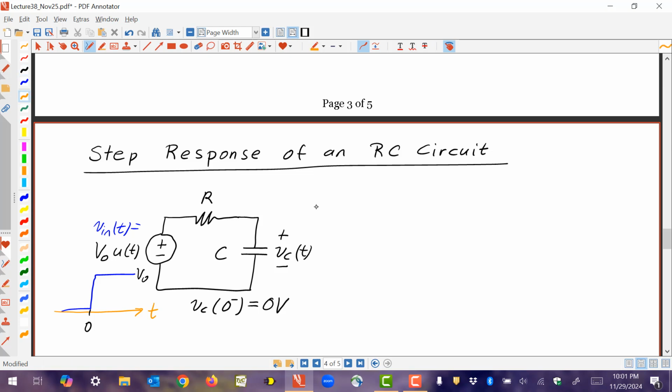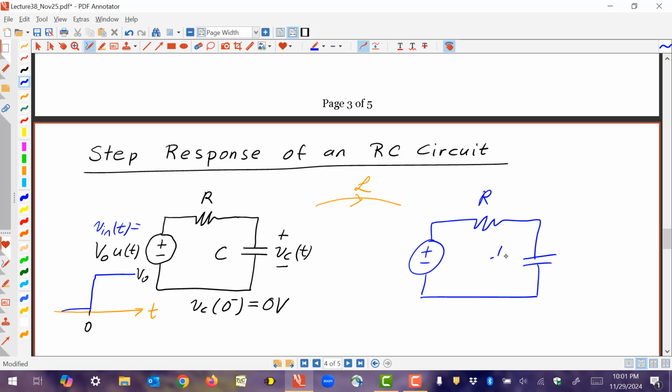All right, so let's just do the same thing we did before. Let's take the Laplace transform of the entire circuit, right? Again, when we take the Laplace transform, the circuit has the same structure. So it's going to be R, it's going to be 1 over SC, so these are all the same as before. We can just copy here. And the only difference is the Laplace transform of V0 u of t.